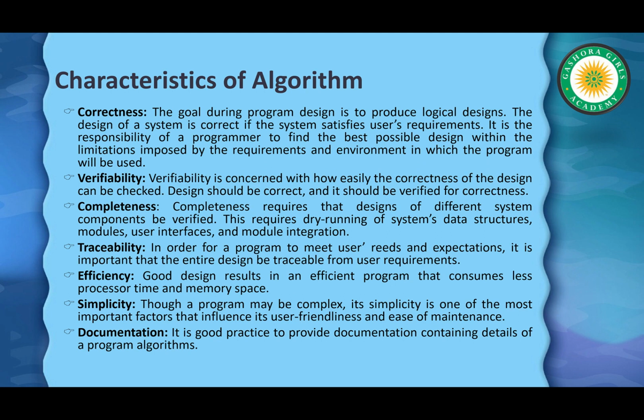So we have characteristics of an algorithm. The algorithm should mention correctness. The goal during program design is to produce logical designs. The design of a system is correct if the system satisfies the user's requirements. So the user who will use the program, is he satisfied? In that case, if the user is satisfied with what the program is doing, then your program or your algorithm is correct.